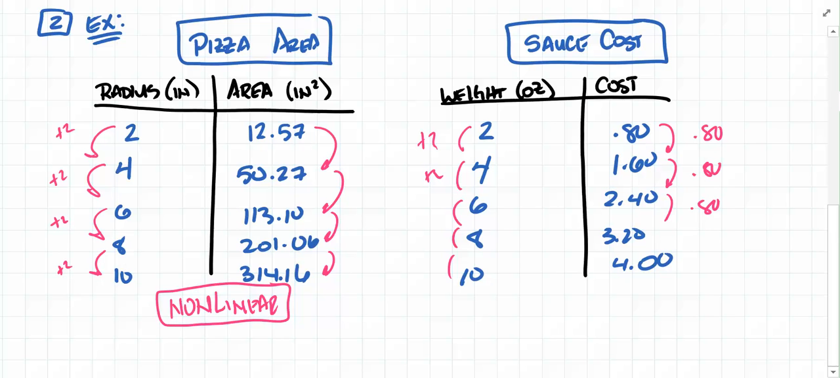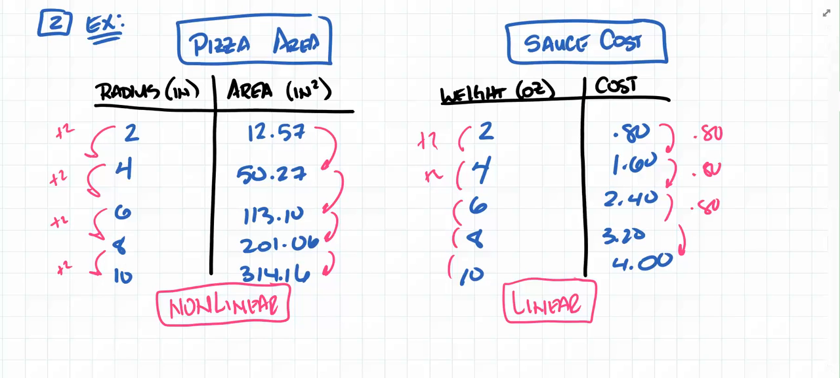So, is the one on the right, the sauce cost, linear or nonlinear? Yeah, that would be linear. How do we know? There's a constant increase on both sides. That's exactly right. So I'm increasing on both sides.